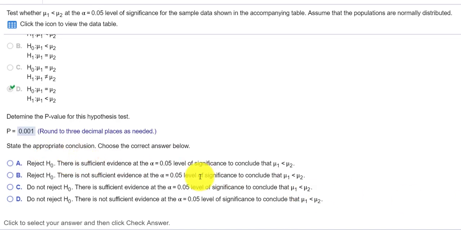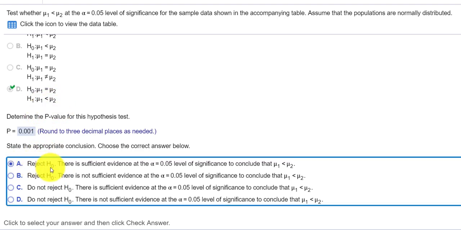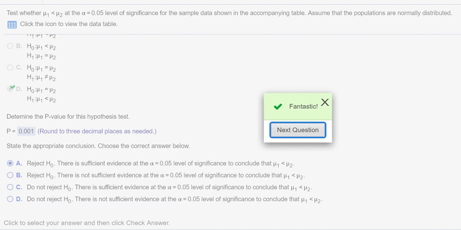And now, because the p-value is less than my alpha, right? 0.001 is less than 0.05, we reject. So my answers are either A and B. So if we reject the null hypothesis, that means we accept that U1 is indeed less than U2. So we reject the null hypothesis, and we accept that U1 is less than U2. There we go.